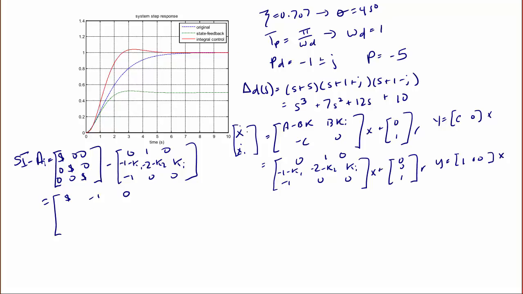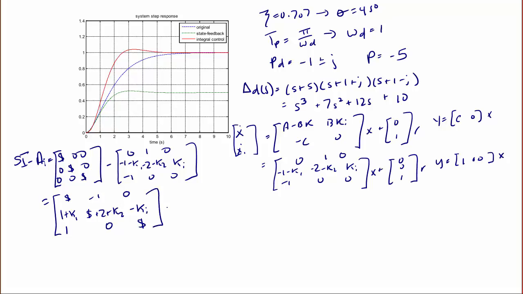Note that there was an error before, and this should have actually been positive Ki, and this should have been positive Ki. So the second row of the sI minus A sub I matrix should be 1 plus K1, s plus 2 plus K2, and here we have Ki. And then 1, 0, s.